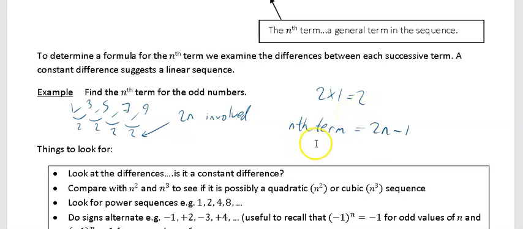So you can test that out. We'll pick this term, the 7. If you look at the 7, that is my fourth term. So let's just check that it works. 2 times 4 is equal to 8, and minus 1 gives you 7. So you know that this does work.